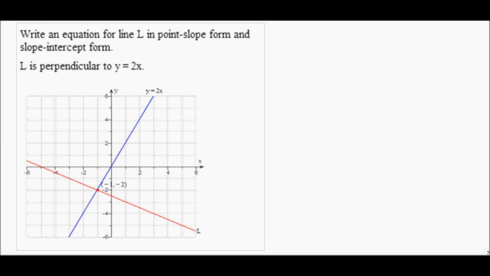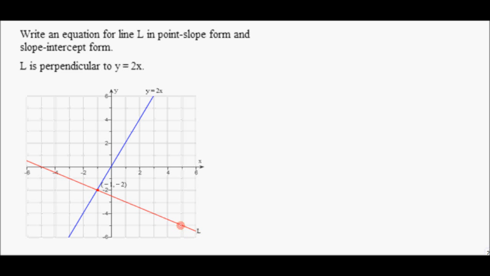the line L in point-slope form and slope-intercept form. And it tells us that L is perpendicular to the line y equals 2x. Well, here's y equals 2x, the blue line. We're trying to find the equation of this red line. So we're asked to write the equation of that red line, L.